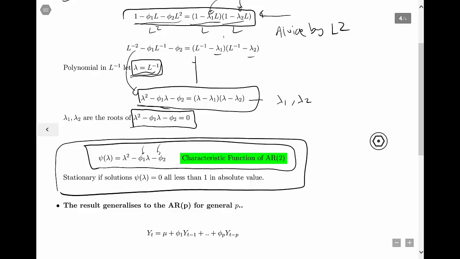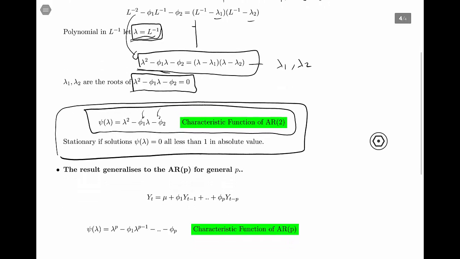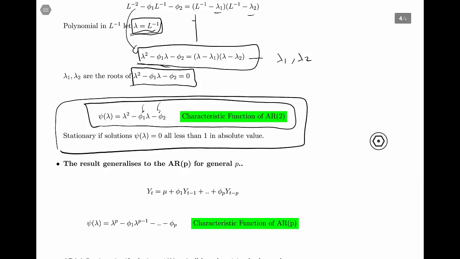So this here just states the result. Given any AR2 with any coefficients, construct this characteristic function in lambda and find the roots. If they're both less than 1 in absolute value, the process is stationary. The reason being, both these roots have to be less than 1, otherwise the process is explosive. It means infinite mean, infinite variance, in which case it couldn't be stationary. Okay? And this result generalizes to the general AR(p). Okay, so it should be epsilon t here.